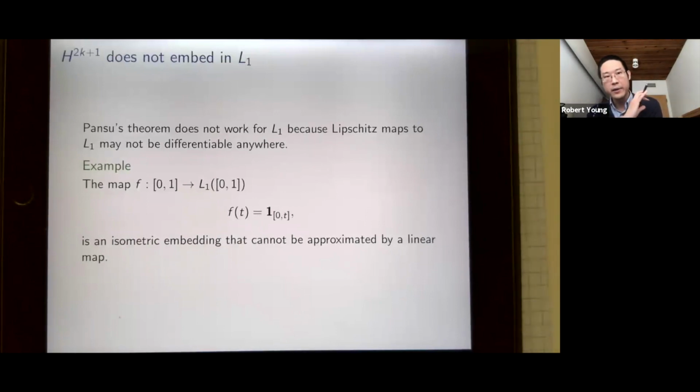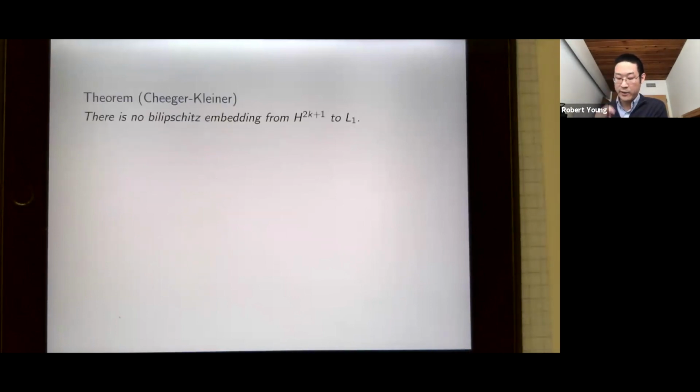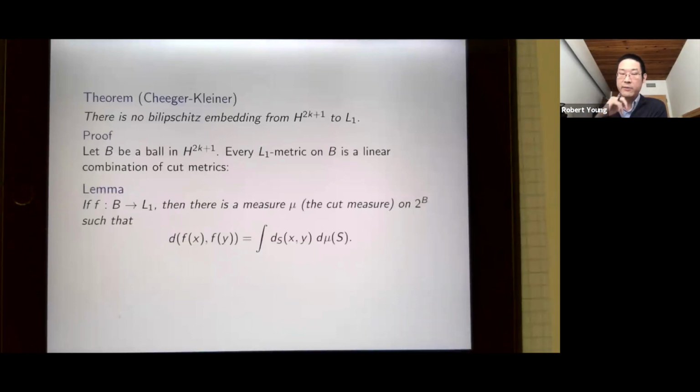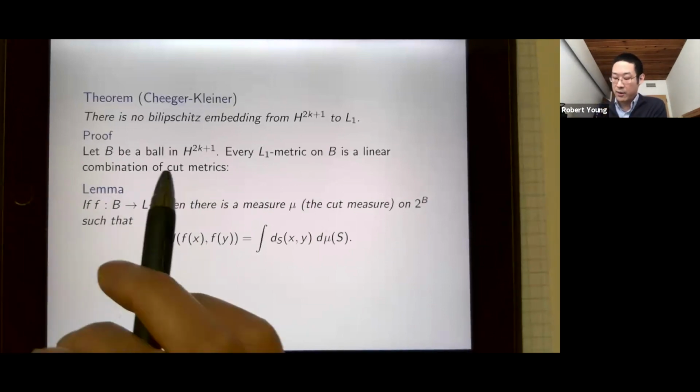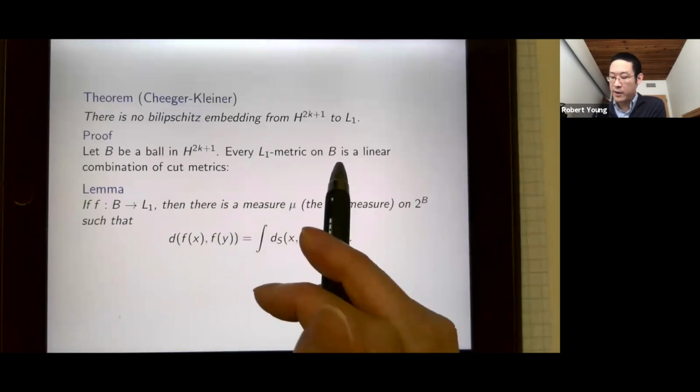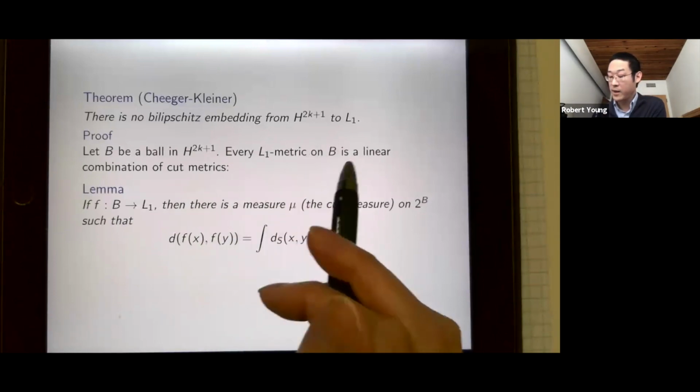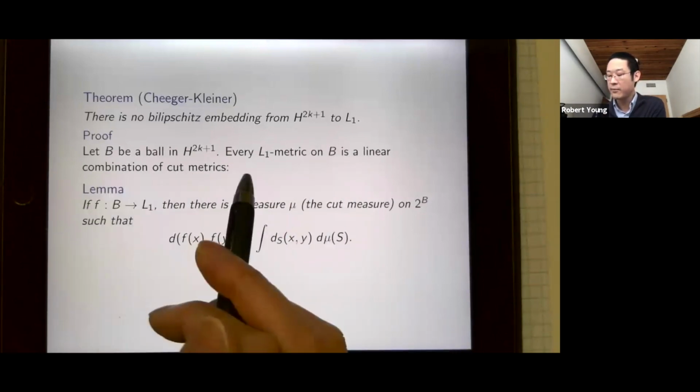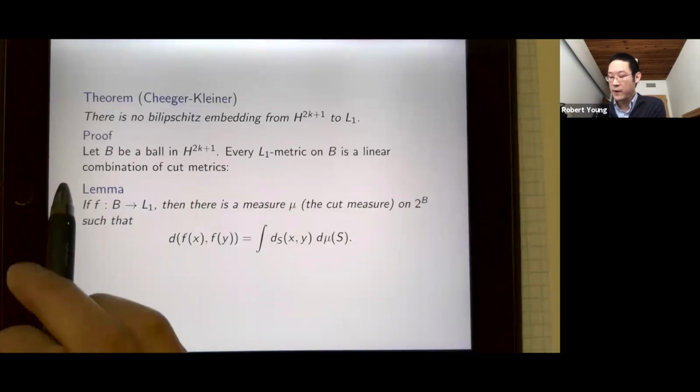Regardless, you can still show that the Heisenberg group does not embed in L1. Cheeger and Kleiner showed that there's no bi-Lipschitz embedding from the Heisenberg group to L1 using a version of differentiability based on cut metrics. So remember we talked about cut metrics earlier, and one of the things we said about cut metrics is that every L1 metric on a ball, or on any metric space, is a linear combination of cut metrics. Specifically, we can write this.